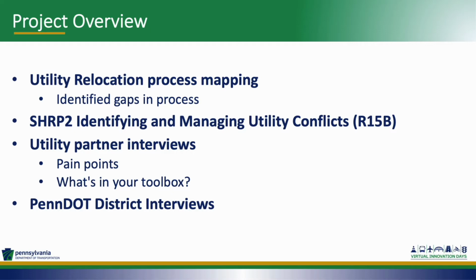We also reached out to some of our utility partners. We met with them in person and asked them what their pain points were with PennDOT projects, and what was in their toolbox in terms of managing our project load. What kinds of tools and applications were they using, reports and so forth, to manage our workload? Then we went out to our PennDOT districts and interviewed them to find out the same information. What are they using outside of our current PennDOT applications to manage their project load? What would make their life easier? What would get them back to focusing on utility coordination rather than process and paper?